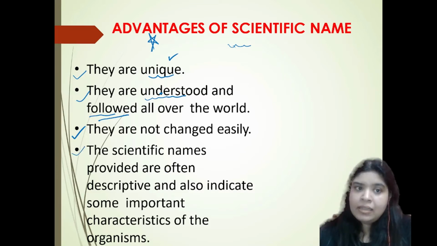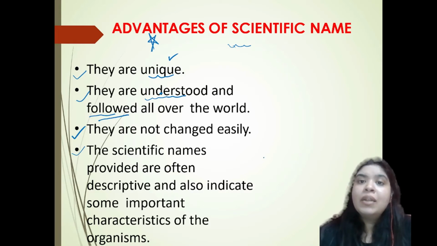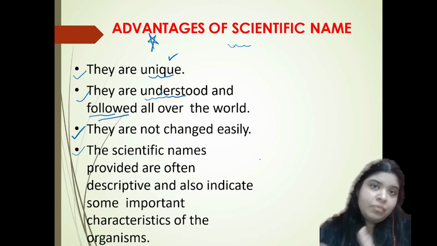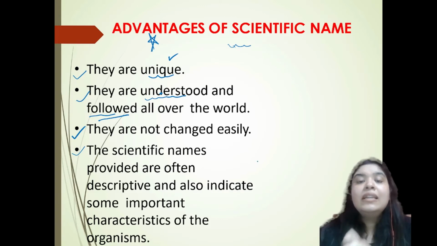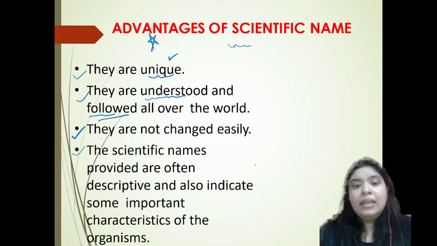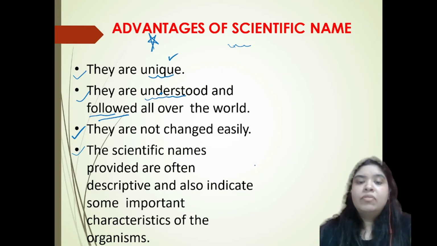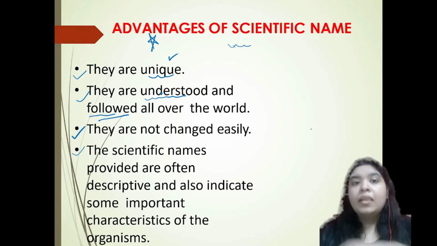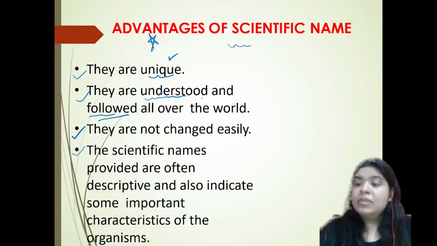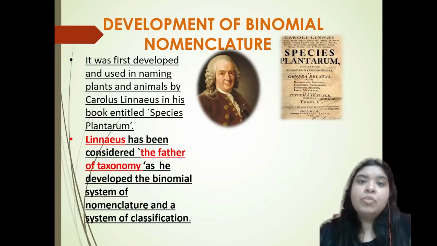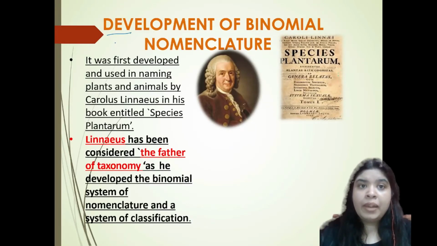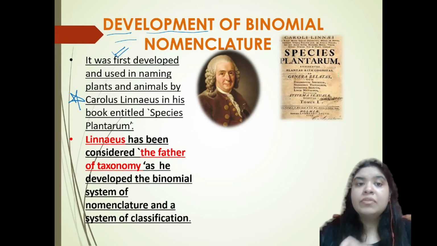So, as in the next slide, we're going to learn about how to name an organism in the scientific way. The name itself would tell us the various important characteristics of that particular organism. Now let us study the discovery of binomial nomenclature, how it was done and by whom. It was first developed and used by Carolus Linnaeus. He was the scientist who did this for the first time.